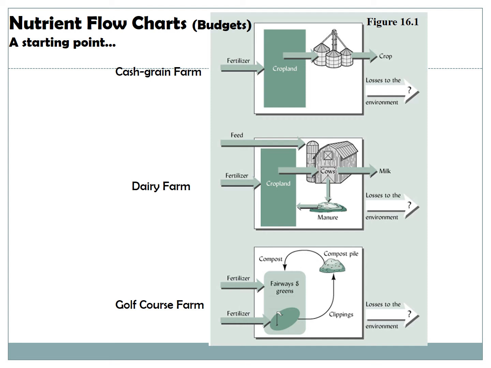For a dairy farm, we're going to have nutrients coming in on fertilizer to the cropland, which is fed to the cows, which we recycle their manure back onto the cropland. So we're going to have different ways to calculate potential losses to the environment so we can minimize those.